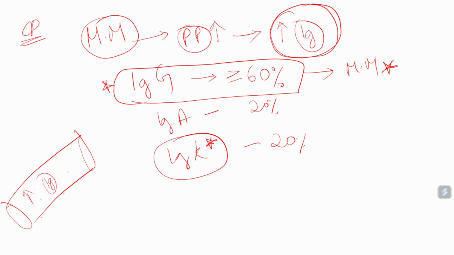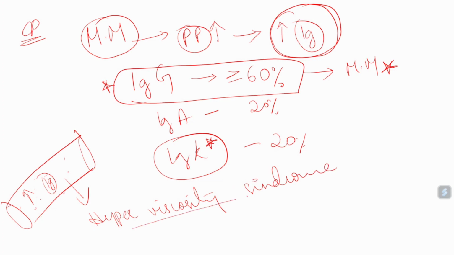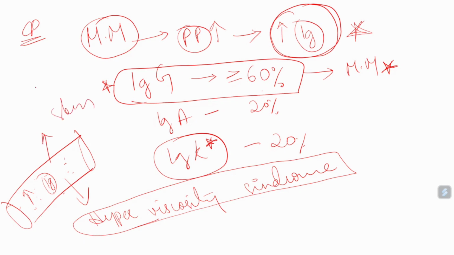This excess amount of immunoglobulins will cause one condition which is called hyperviscosity syndrome. Hyperviscosity syndrome is the condition mainly characterized by an excess amount of immunoglobulins in the serum. Clear? If you check the blood, the total blood is full of immunoglobulins, and this excess amount will try to accumulate in the skin. It will try to accumulate in the eyes, and when it accumulates in the eyes, it will cause blurred vision.